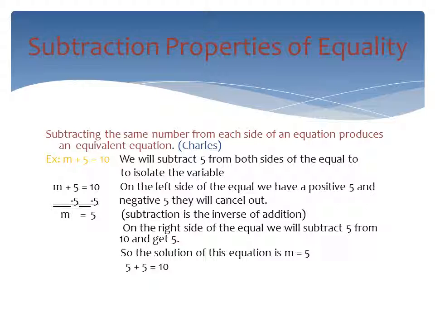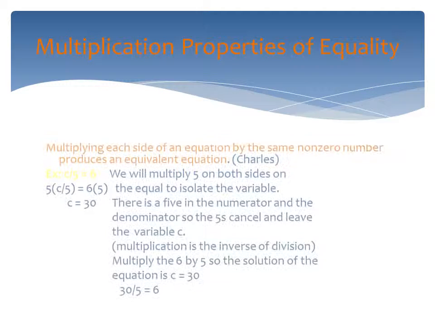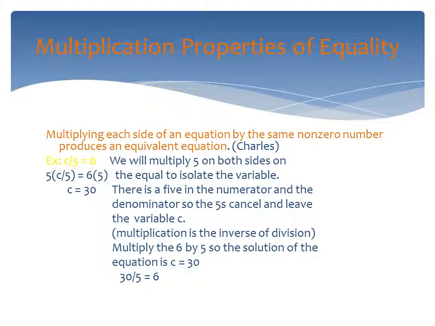Now plug in 5 for m. 5 plus 5 is 10. Multiplication properties of equality. Multiplying each side of an equation by the same non-zero number produces an equivalent equation.